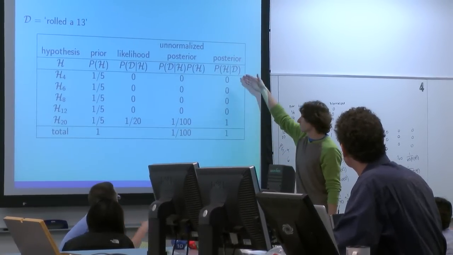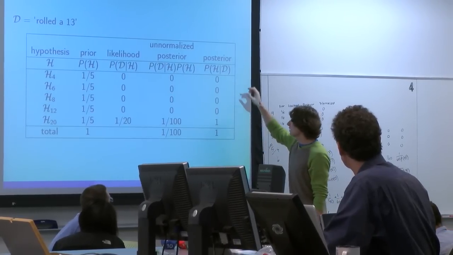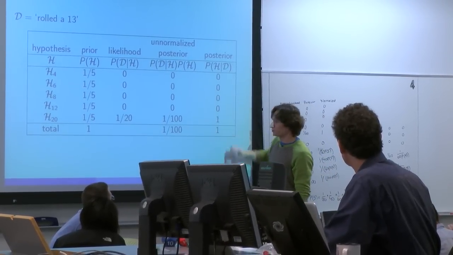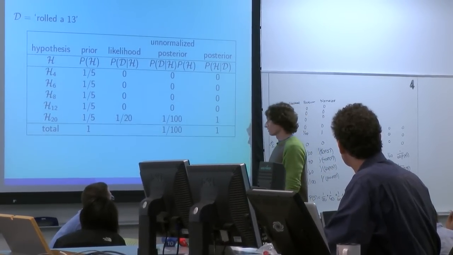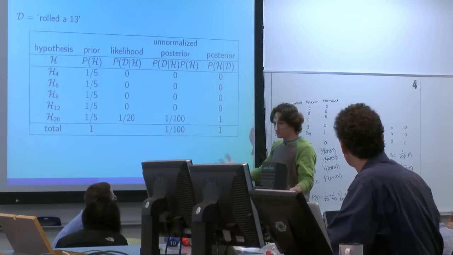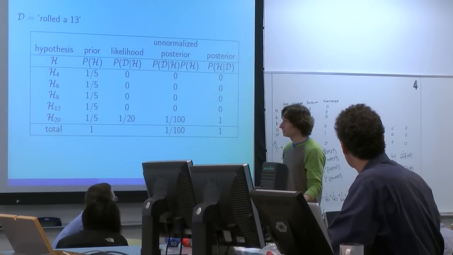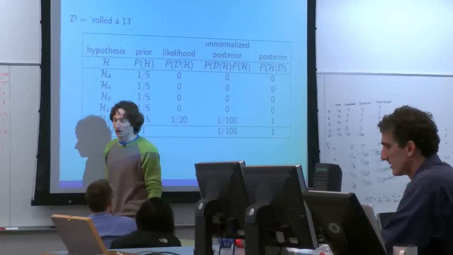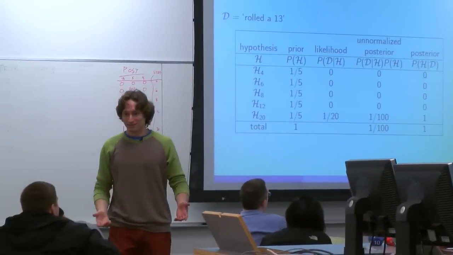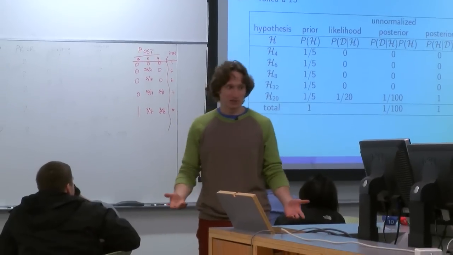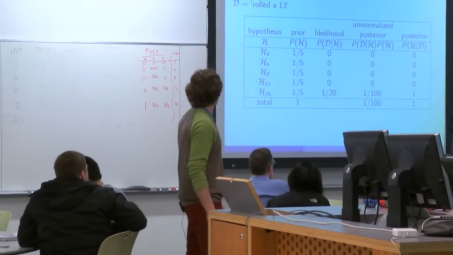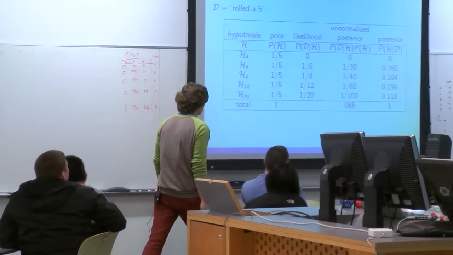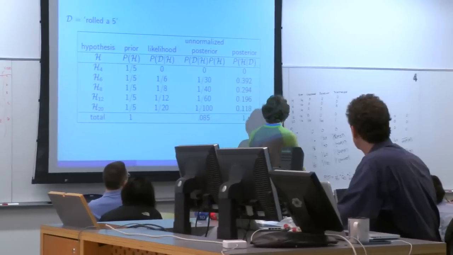Finally, we normalize. Using Bayes' rule, this gives us a posterior probability mass function. It's 0 for everything but the 20-sided hypothesis. Therefore, we get 100% belief, 100% probability, given that we rolled a 13, that it was the 20-sided die. Now, of course, you all knew that immediately. If you roll a 13, it has to be the 20-sided die. So let's look at a more interesting one that you did, the 5. So what changes? That's the big question.